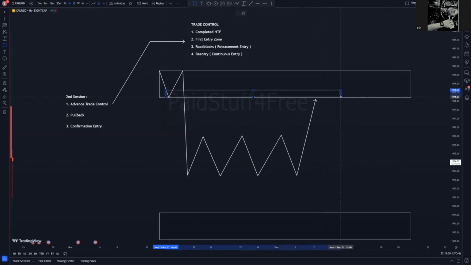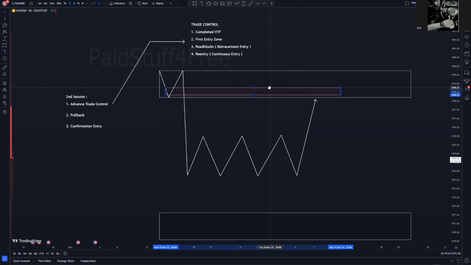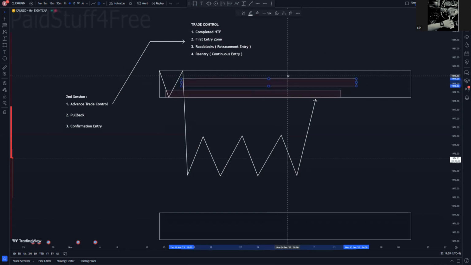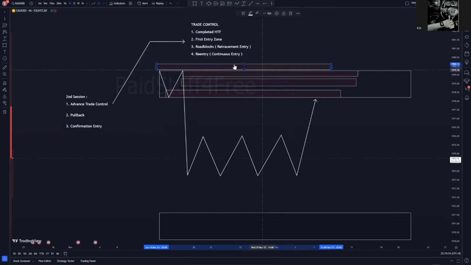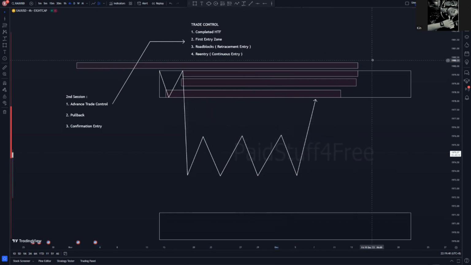The first one, first entry zone. The second one, the first entry zone. The third one, the first entry zone. And maybe we have a fourth one, the first entry zone. So this last zone is going to answer the question: can we mark the zone even though it is out of our zones, out of our setup?